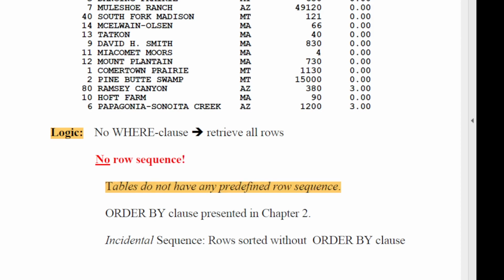If you want to see the results sorted by a particular column, then you want to use the order by clause, which will be presented in the next video corresponding to chapter 2. Having said that, some of you, when you execute this simple select statement, might see an incidental row sequence. What do I mean by that? The rows appear in some sorted sequence, even though you did not specify an order by clause. We address that circumstance in the following video.